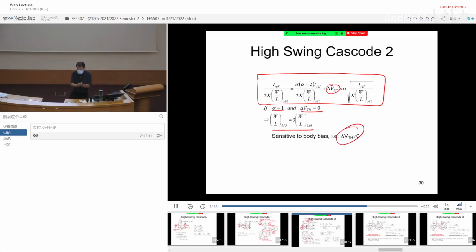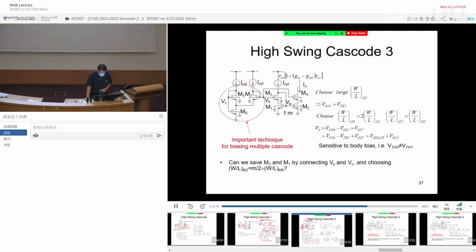But it solved the other problem. Now you don't have one transistor tracking 2. Now you have 2 transistors, each tracking the other. Good, we solved the issue using cascode method 2.